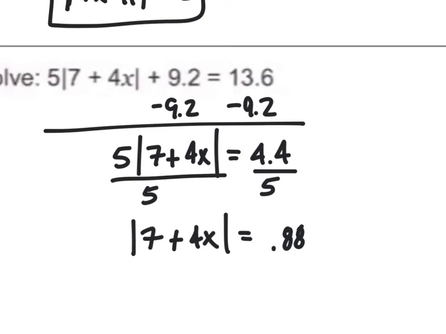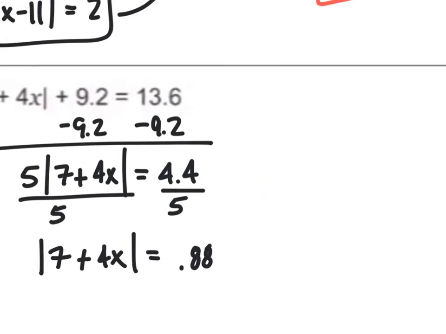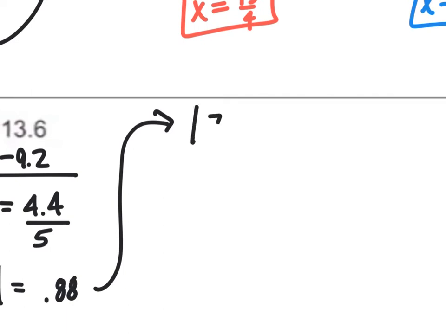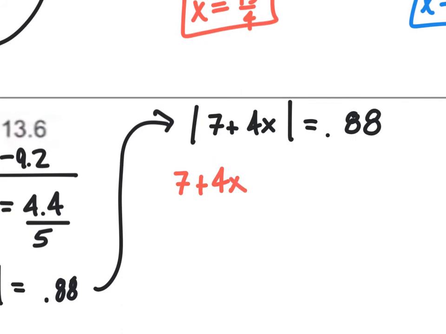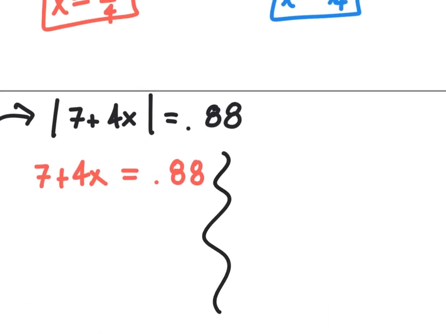Once I have this, I'm going to rewrite it up here. I've got the absolute value of 7 plus 4x equal to 0.88. So I'm going to do two of them. I take 7 plus 4x, get rid of the absolute value symbol, and set that equal to the positive 0.88. At the same time, I take what's inside the absolute value, 7 plus 4x, and set that equal to the negative 0.88. Then I'm just going to solve for x.